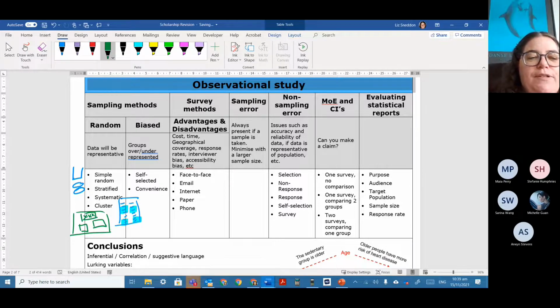So those methods are all good because they are random and they will give us data that is representative. So we like those.